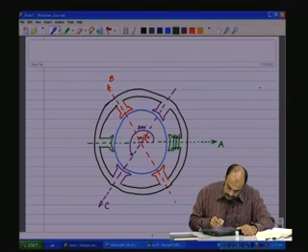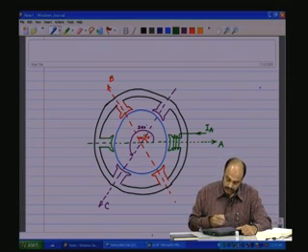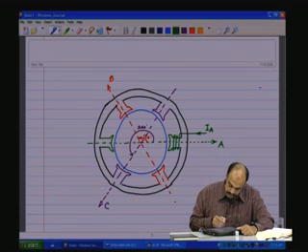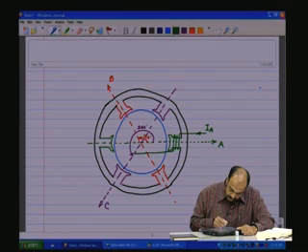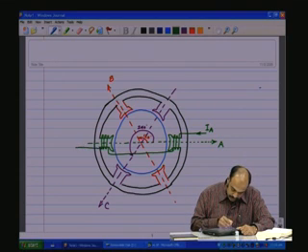and internally the same current whatever is entering here, let me call this one as IA from the A phase source. Internally this coil is then brought in and connected, wound around the other part of the pole to get the south pole, and taken out.